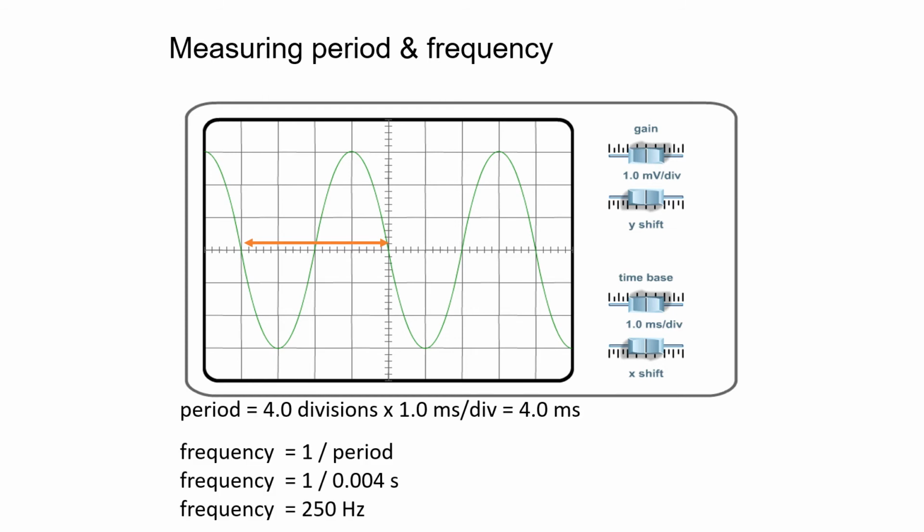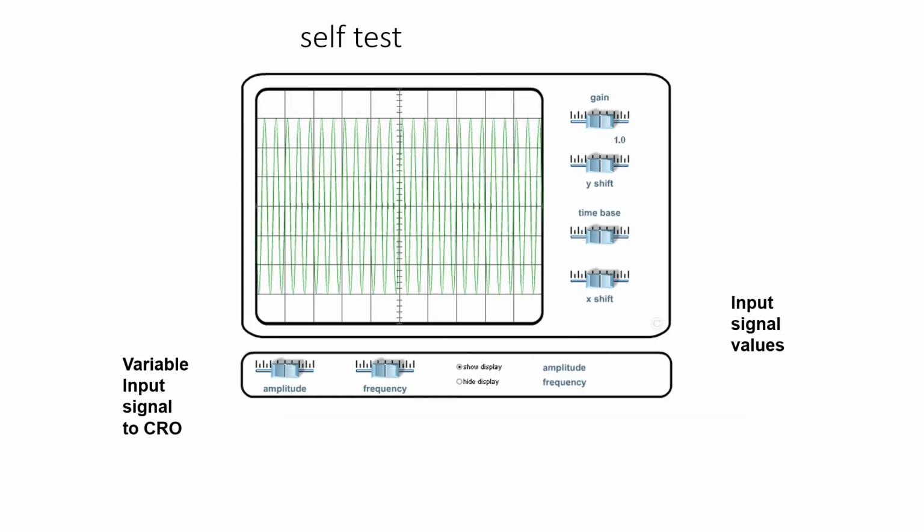So here in our example, the time period can be calculated as number of horizontal divisions is 4 and the time per division control is in 1 millisecond. So it is 4 milliseconds. Frequency is nothing but 1 by time period, which is nothing but 1 by 0.004 seconds. So the frequency is 250 hertz. So you can vary the input signal by changing CRO controls and you can measure the input signal.